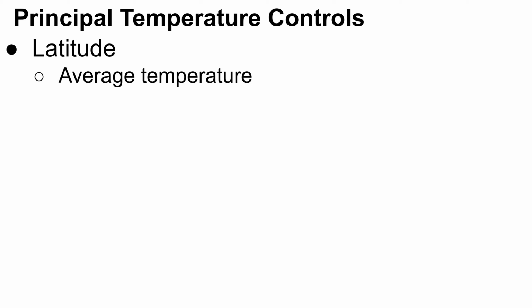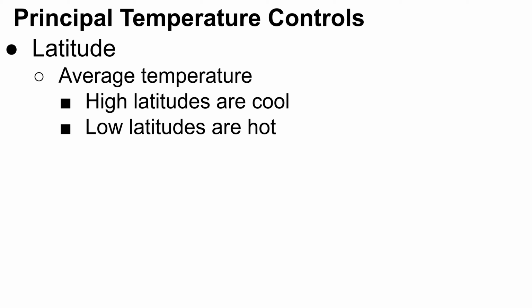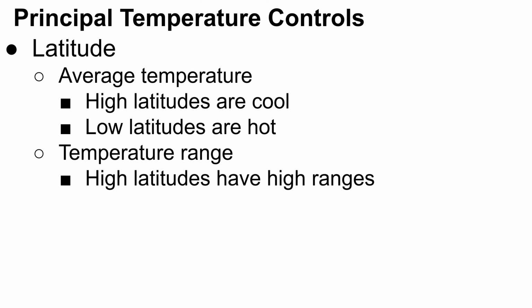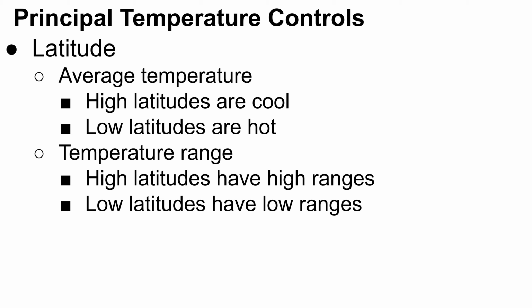So latitude determines average temperature. The tropics are hot, the poles are cold. High latitudes are cool, low latitudes are hot. High latitudes at the poles, low latitudes by the equator. Temperature range: high latitudes have high temperature ranges, low latitudes have low temperature ranges. So if you wanted to live in a country where you wore, well, I don't know, shorts and maybe a sweatshirt sometimes, you'd want to move to the tropics.